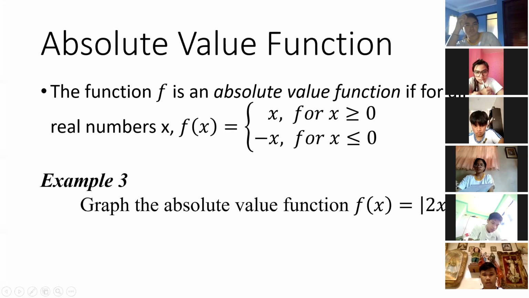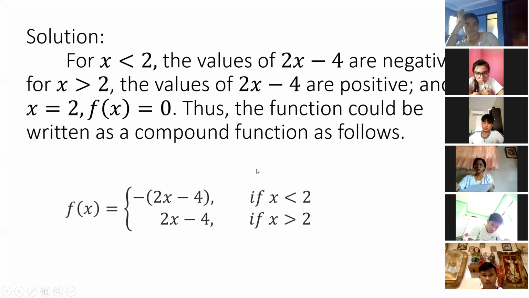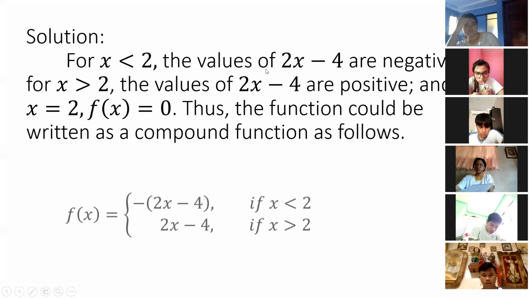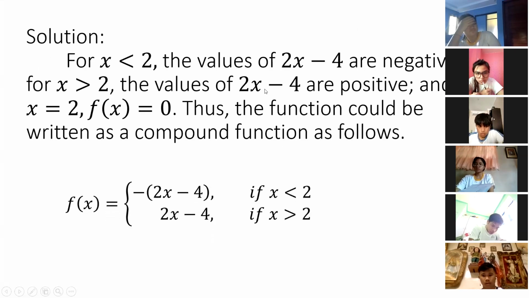From this illustration, we equate this to 0. 2x minus 4, equate that to 0, as in the case of this one. Equate that to 0 and then find the value of x. So 2x minus 4 equals 0. Transpose 4 to the other side, making it 2x equals positive 4. Divide both sides by 2. Therefore, x is 2. This one.